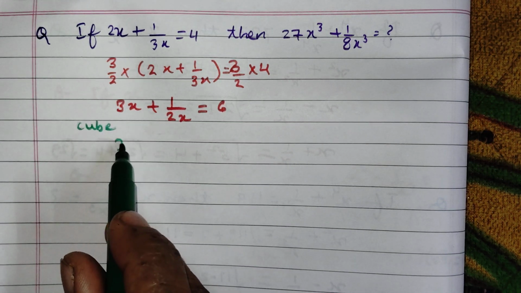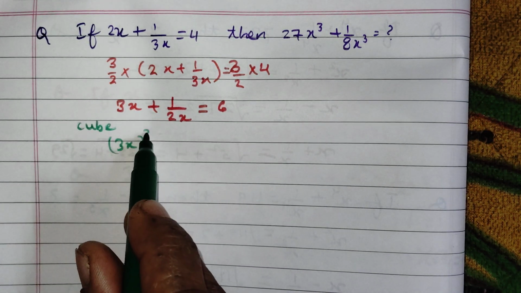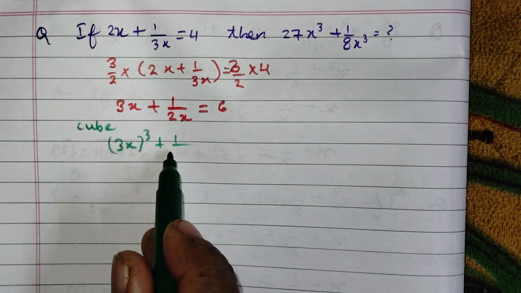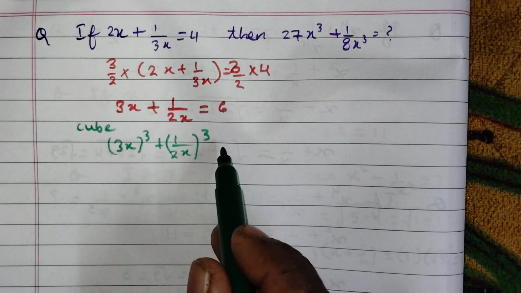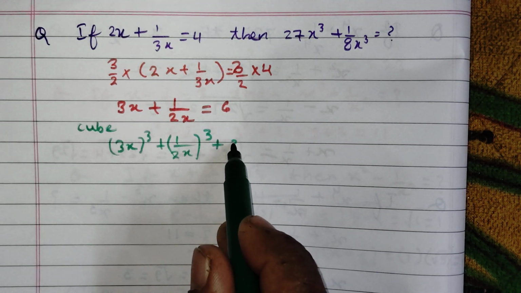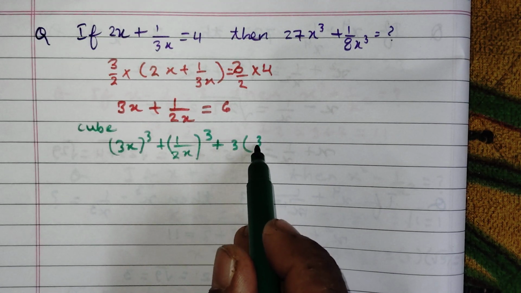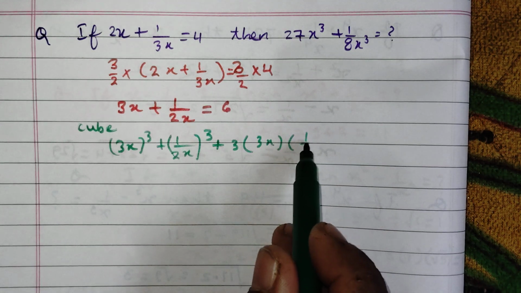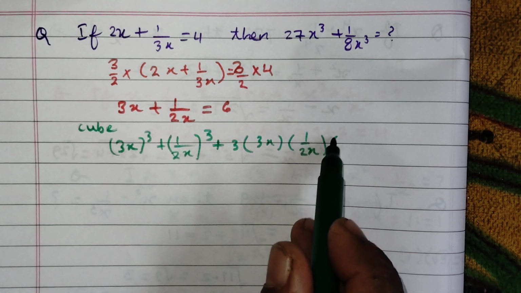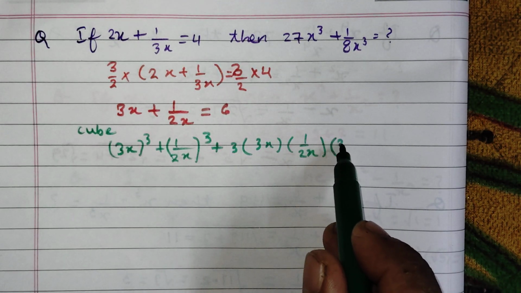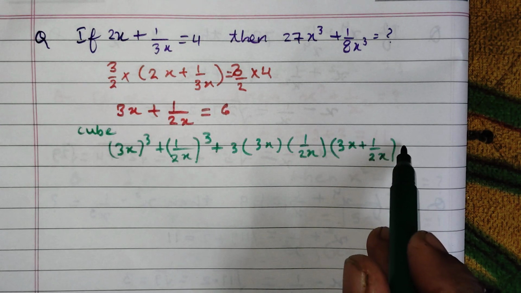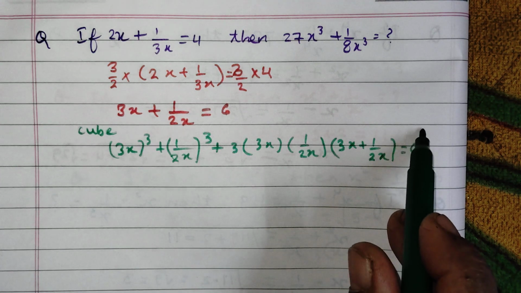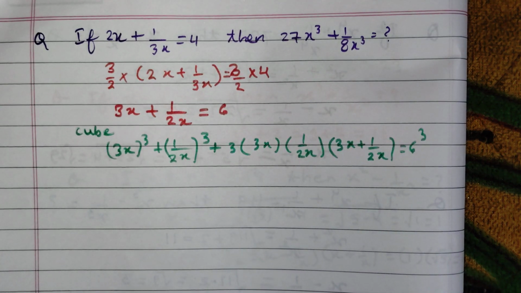it gives us 3x cube plus 1 upon 2x cube plus 3 times ab, means 3x times 1 upon 2x, then bracket 3x plus 1 upon 2x equal to 6 cube. This is the a plus b whole cube identity.